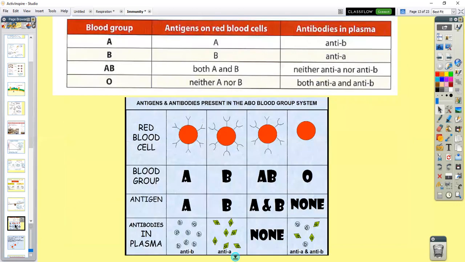Then we go on to talk about blood transfusions. So if somebody's been injured and has lost a lot of blood, they can be given blood to replace that. There are 4 different blood types: blood group A, blood group B, blood group AB, and blood group O. Because they're cells within the body, they do have antigens on the red blood cells, and some of them will have antibodies within the plasma.